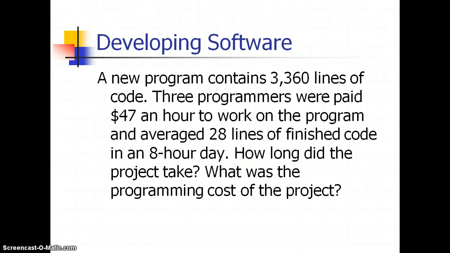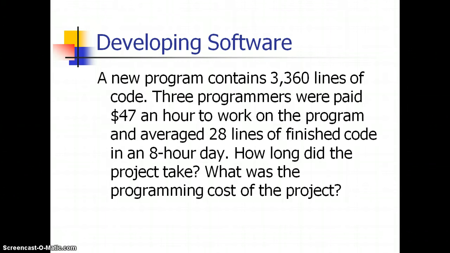As for figuring out the cost for these, it's not too bad. Make sure you really read, know how many people you have, know how many days and hours that they've worked on this. In this case, we're working on 3,316 lines of code. 3 programmers were paid $47 an hour. They had about 28 lines of finished code in an 8-hour day. And that's 28 lines each, which is pretty darn good.